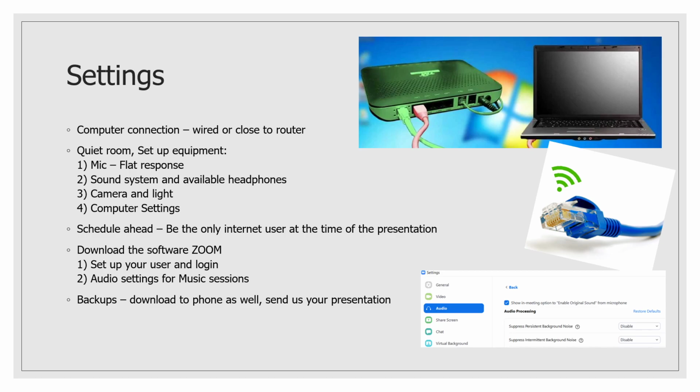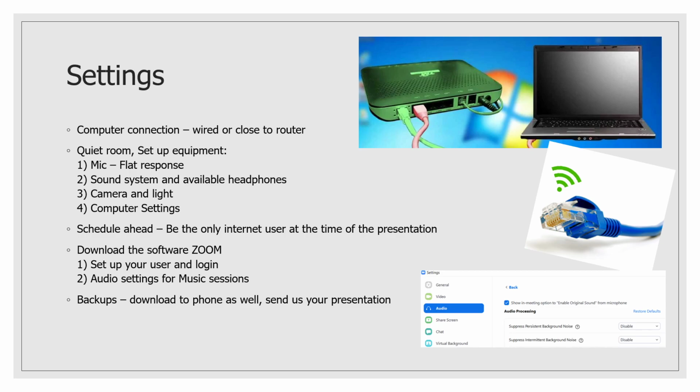Also, the sound system should be available to you. You should have headphones just in case you get some kind of feedback, so you can put the headphones on and turn off your speakers. You should take care of camera and light, because you want to look like a Hollywood star and you want everything to look perfect and nice. And you need to make sure all the computer settings and the sound settings are in the right place. So, how do we do that?